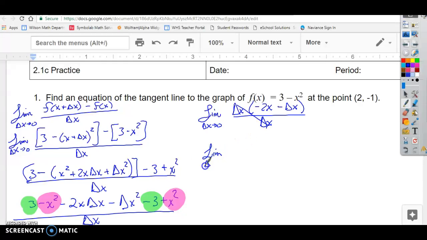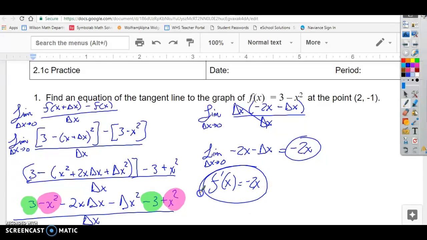So I can think of this as the limit as delta x goes to 0 of negative 2x minus delta x. Now, take the limit of this. If I put 0 in here, it'll be negative 2x minus 0, which is negative 2x. This is my derivative. That's what I would say f prime of x equals. Now, that's as much as your quiz is going to cover at that point. Everything that follows after here will not be on the quiz.